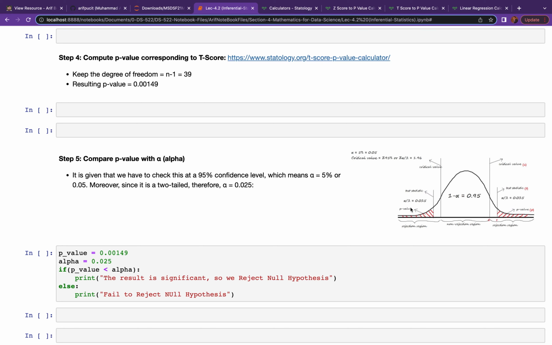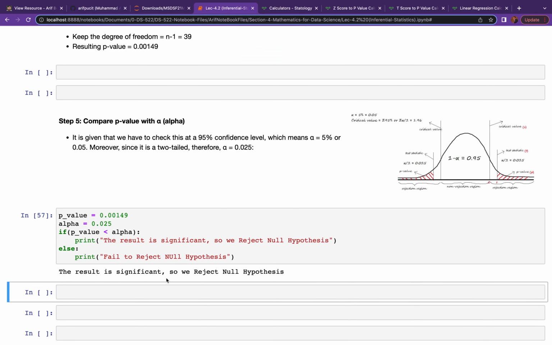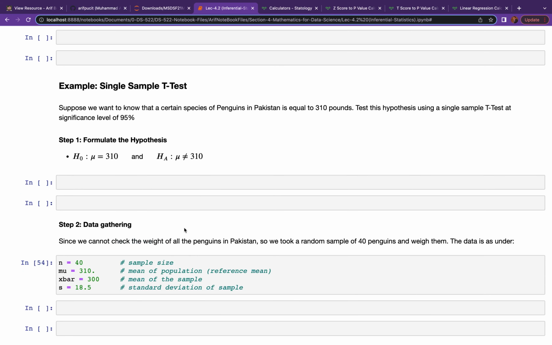And since the p-value that we have computed, that is 0.00149, is less than alpha, that is 0.025, the result is significant and we reject the null hypothesis. And that is we say that the mean weight of penguins in Pakistan is not 310 pounds. I hope this makes sense to you all.